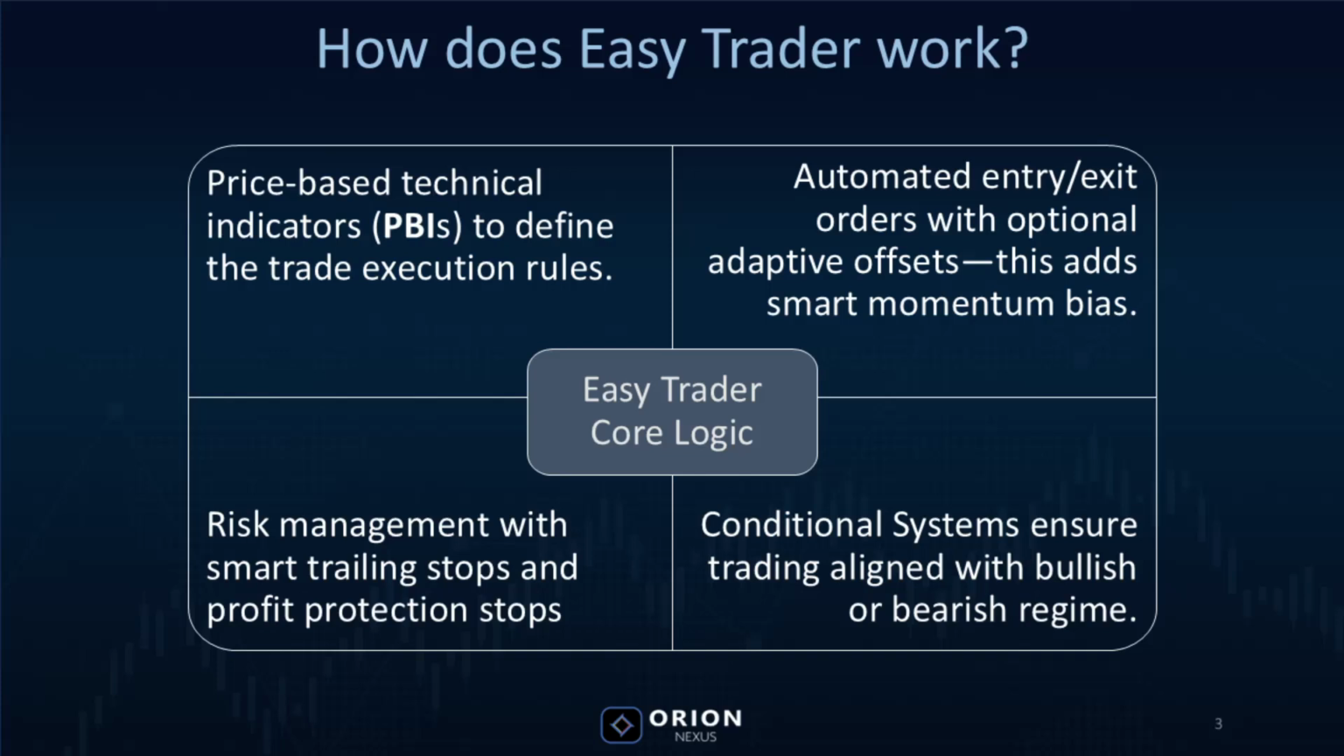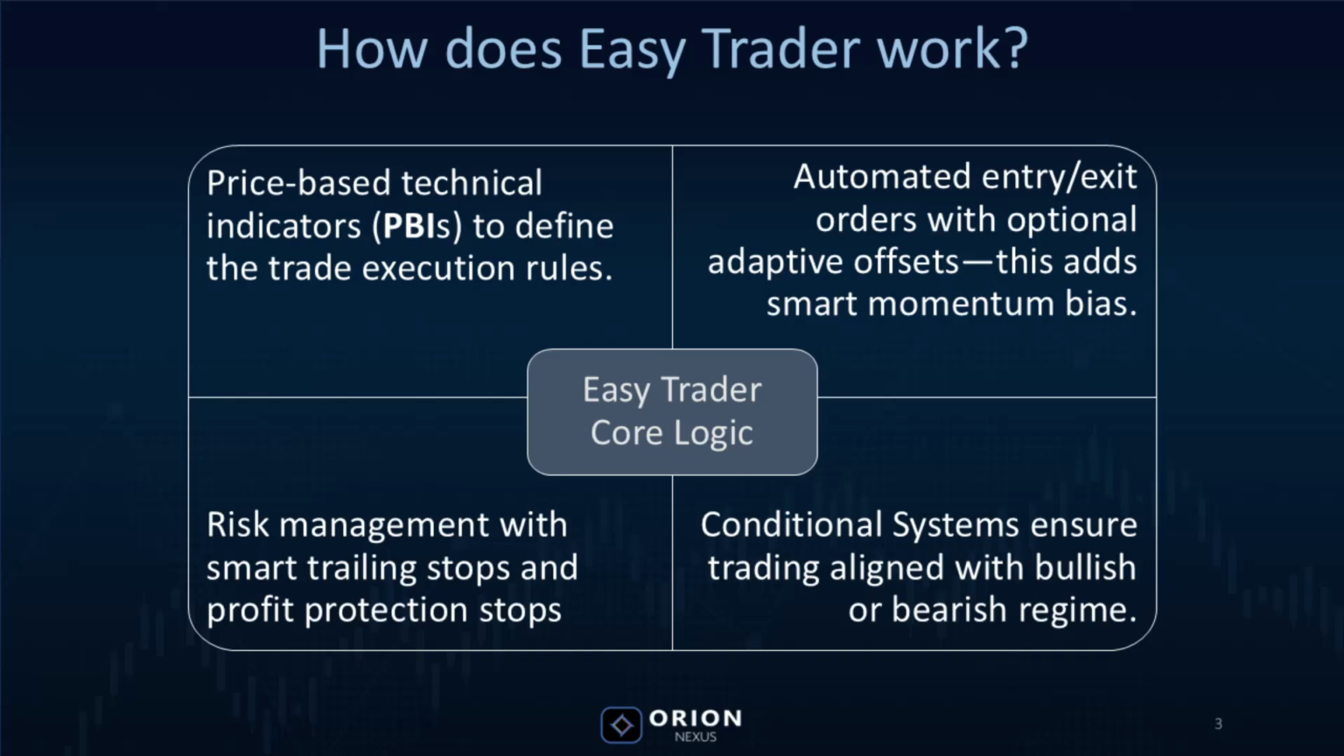Controlled trading with conditional systems. Easy Trader has lots of fine-tuning parameters for regime change and risk. It plugs into Orion MT's conditional systems. That means you can define market patterns to watch for, then start or stop strategies automatically based on those patterns. So it all works harmoniously with surprising results.